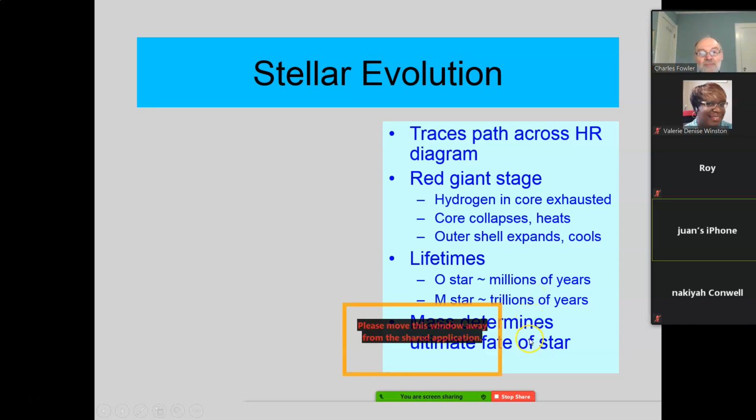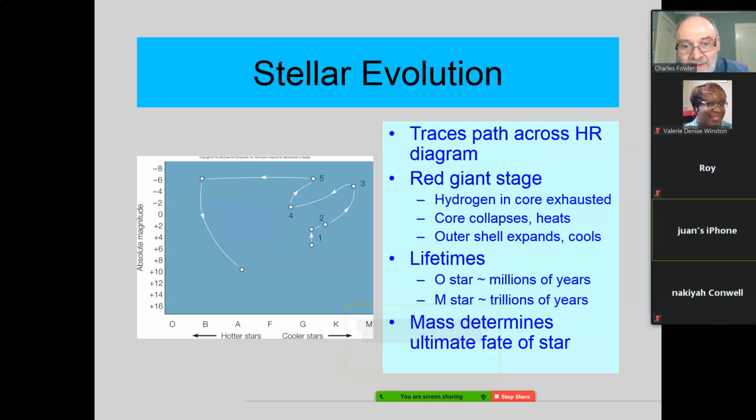The mass determines the ultimate fate of the star. These big, hot stars that don't last too long, more things happen after that core collapses. For the M stars and the cooler stars like ours, there's not too much left, but you'll see what happens. So that's where we're going next. Okay? Now here are the traces across the HR diagram. This is about where our sun was in that snow.